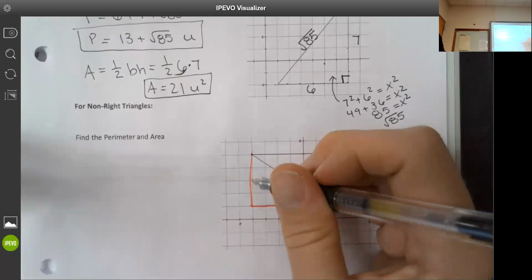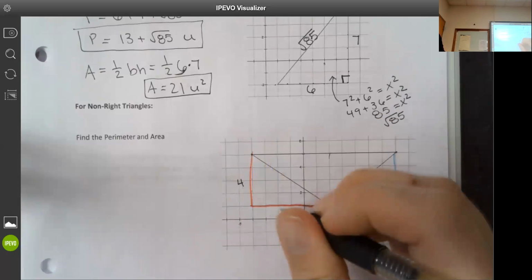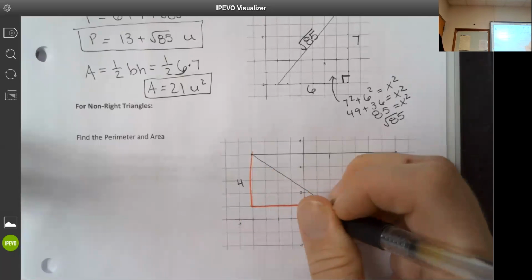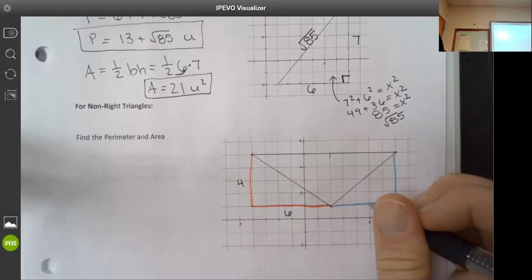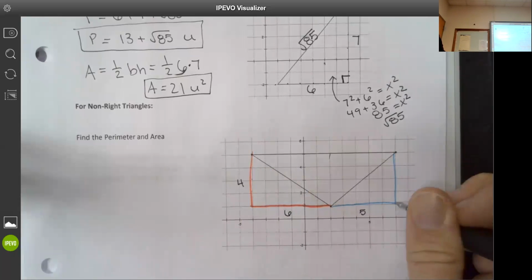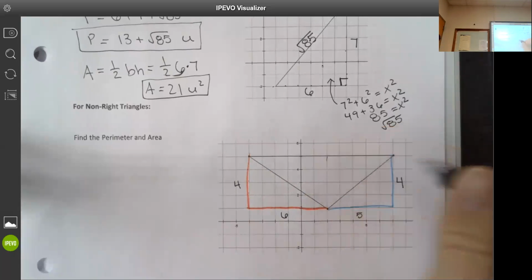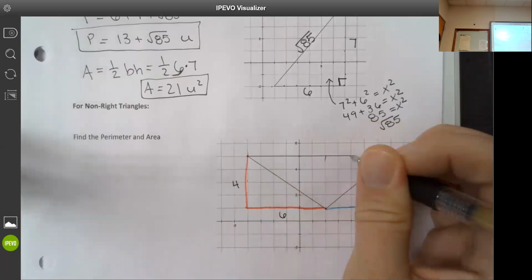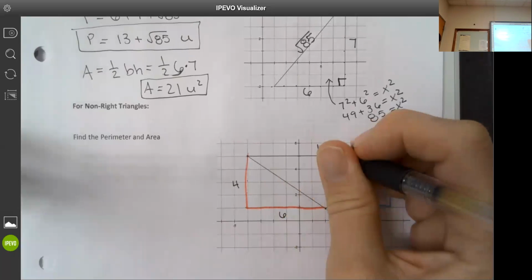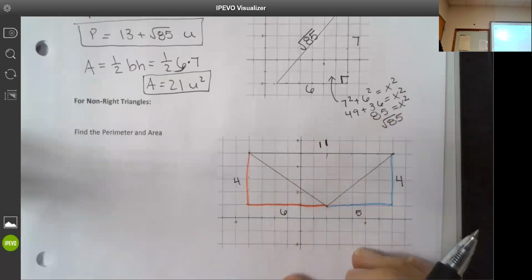And so 1, 2, 3, 4. 1, 2, 3, 4, 5, 6. 1, 2, 3, 4, 5. 1, 2, 3, 4. And then this length I can just count. So 1, 2, 3, 4, 5, 6, 7, 8, 9, 10, 11. Okay, 11 along the top.